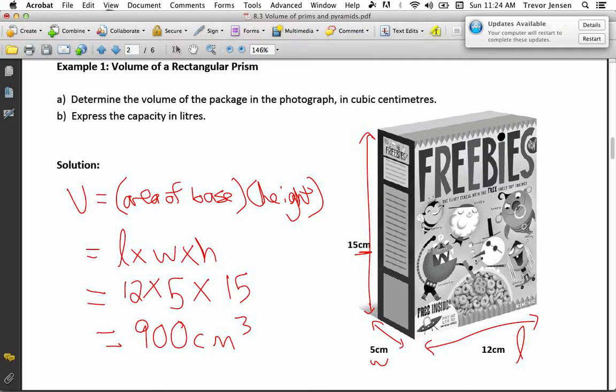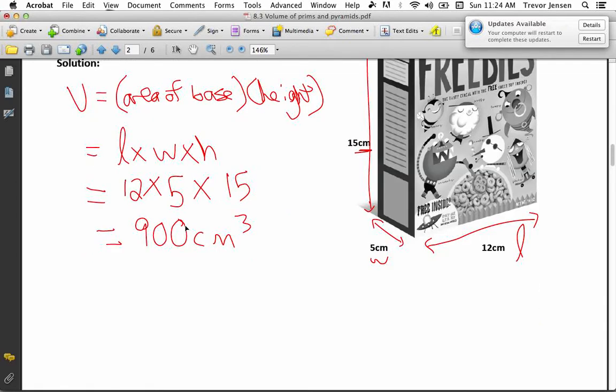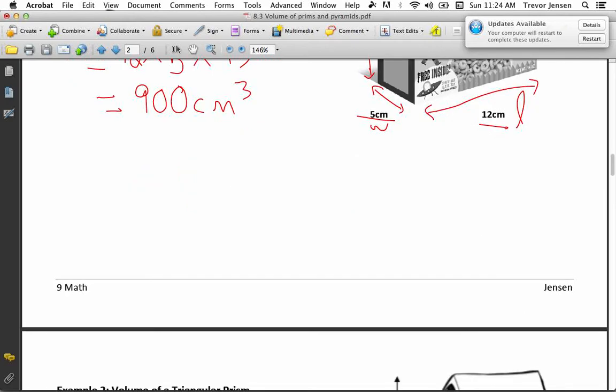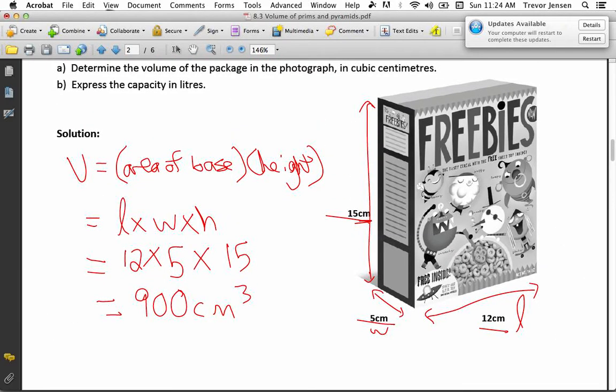Okay? And this formula here, length times width times height, that's the general formula you can use for all rectangular prisms, because the base of a rectangular prism is always a rectangle. The area of a rectangle is always length times width, and then you must multiply that by the height of the prism, because it's always area of base times the height. So to find the volume of any rectangular prism, it's always length times width times height. So that's why I did 12 times 5 times 15, and that gave me the volume of 900 centimeters cubed. So that was part A.